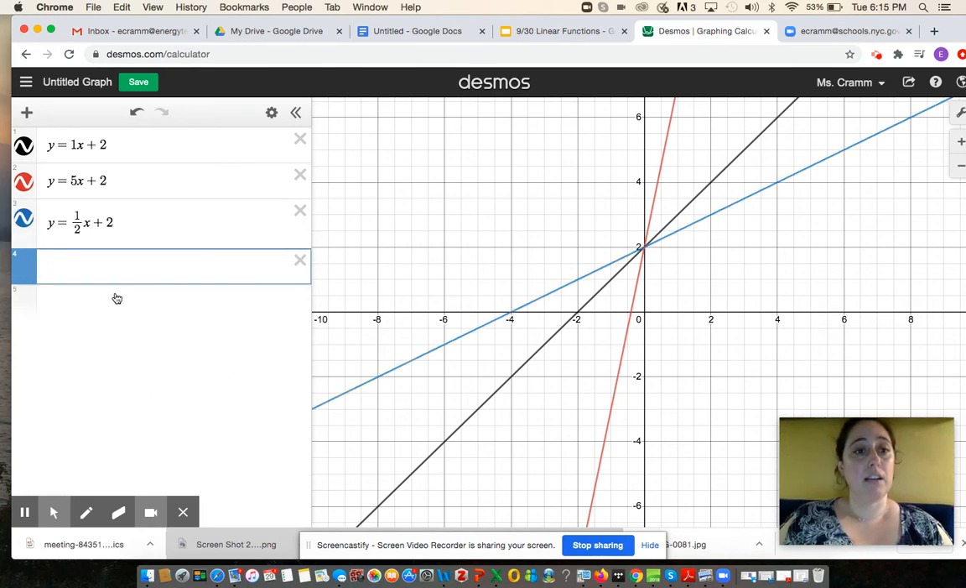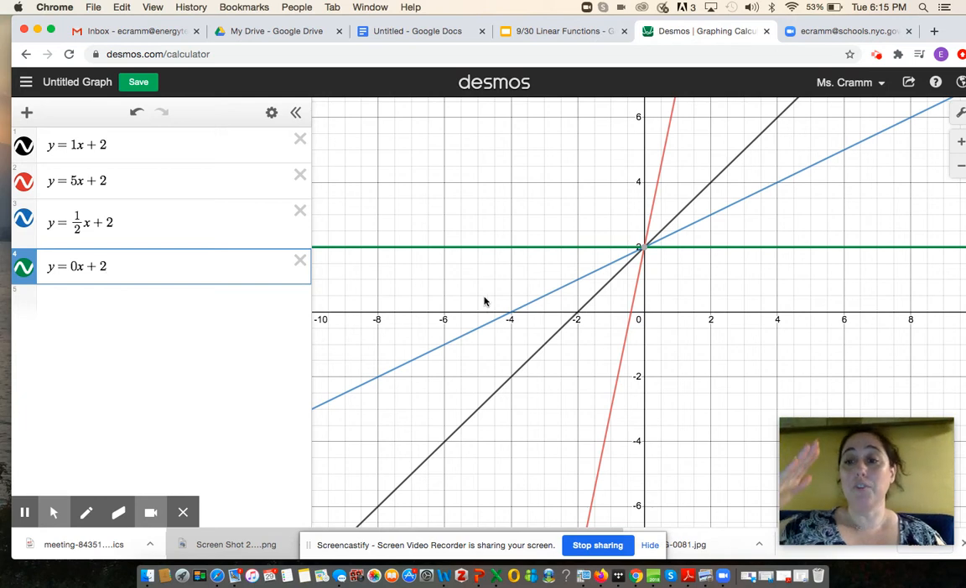All right. And the last one I'll do is, what if that slope was 0? 0x plus 2. Okay. And if you notice, when there's no slope, it's just straight across. It's completely horizontal. All right, so those are kind of cool. And I could do some really interesting noticings and wonderings. But what I want to show you now is how to take a screenshot and put that in a Google Doc.